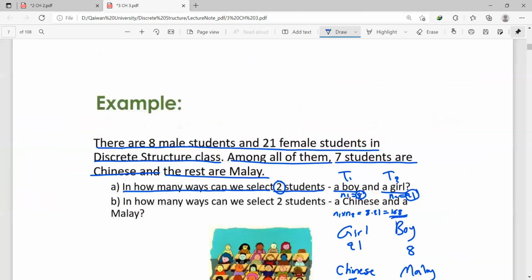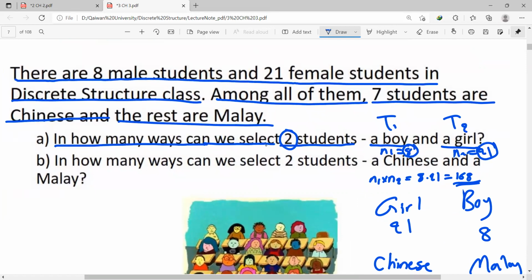That answers the first question: in how many ways can we select 2 students, a boy and a girl. In the second question, it says, in how many ways can you select 2 students, 1 Chinese and 1 Malay? We choose 2 students. In the previous example, which was about the addition principle, it said pick a student, only one student. But here we choose two students. As you see, we have two successive tasks, task 1 and task 2. That's why this is the multiplication principle.